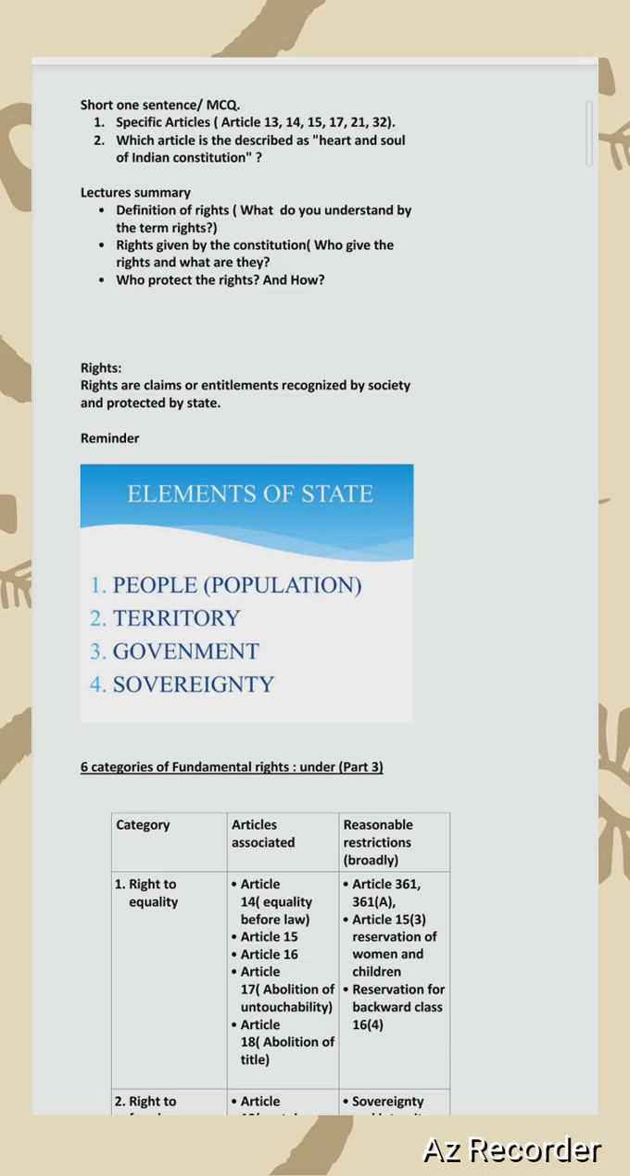So right is basically the claim or entitlement recognized by society and protected by state. In rights, there are two important terms: recognized by society and protected by state is very very important.